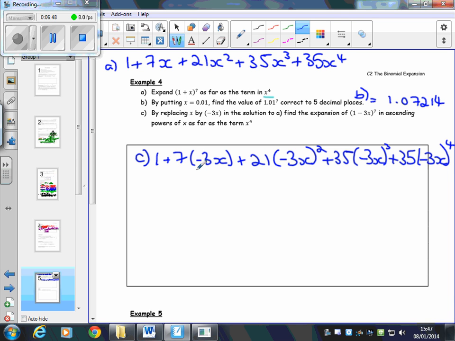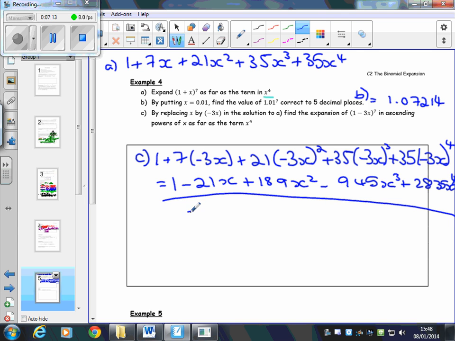So, expanding out these brackets, we get 1 minus 21x plus 189x squared minus 945x cubed plus 2835x to the power of 4. And that is our expansion for 1 minus 3x to the power of 7 up to x to the power of 4.